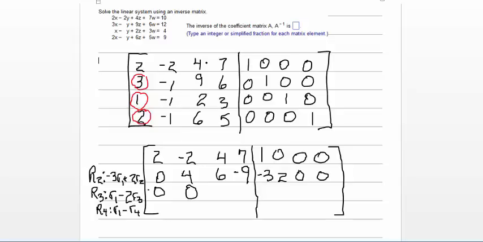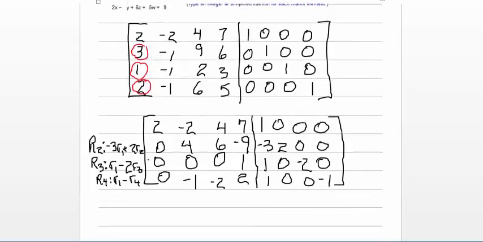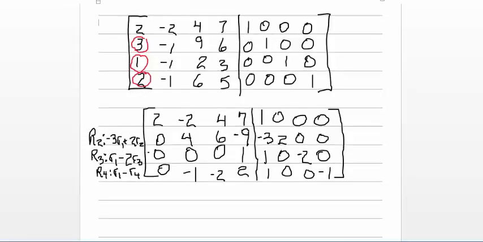You can pause the video and check those calculations. Now we're going to get a new row 3 by doing row 1 minus 2 times the previous row 3. So we're looking at the previous matrix, and notice we get a new row of 0, 0, 0, 1, 1, 0, -2, 0. And now we're going to get a new row 4 by doing row 1 minus row 4. So that becomes 0, -1, -2, 2, 1, 0, 0, -1.